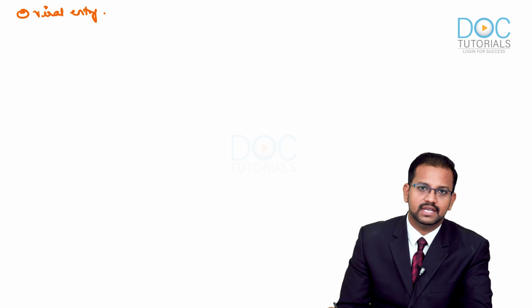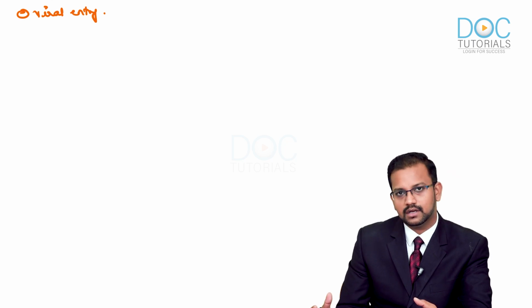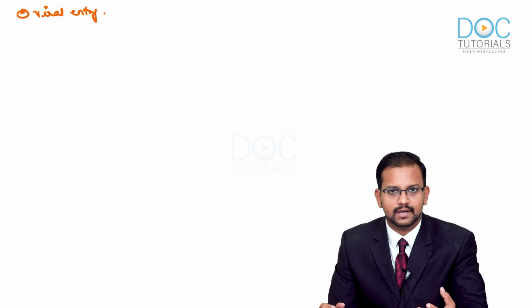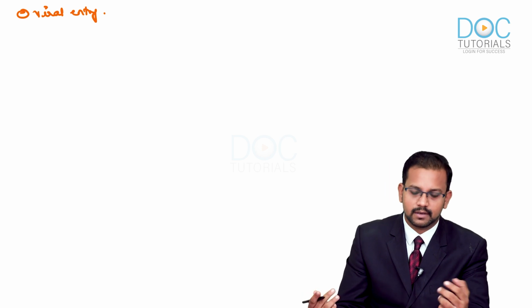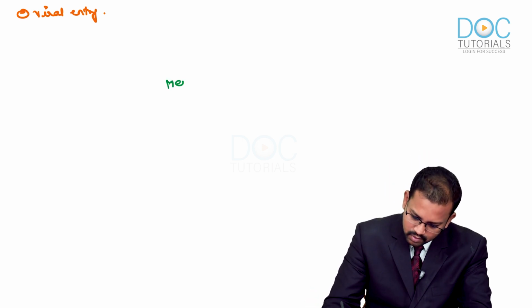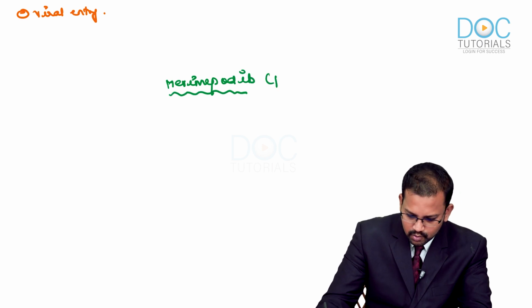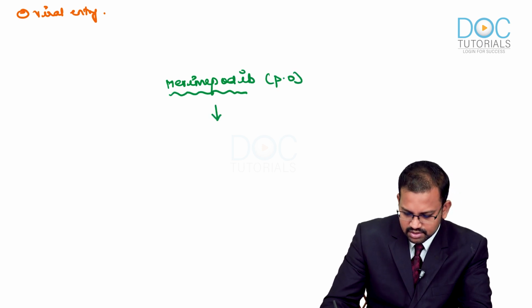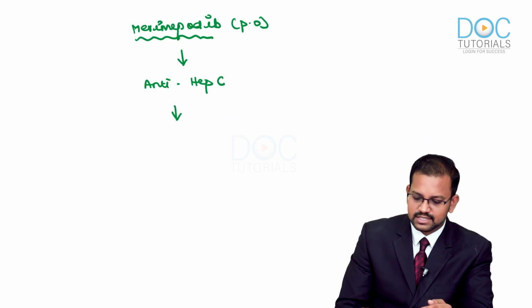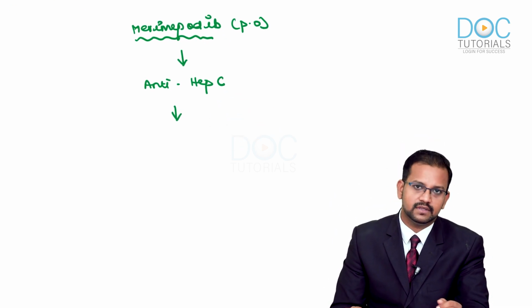Now, moving towards the next drug, this drug tends not to be given as a monotherapy agent. It can be tried as an add-on therapy, and that drug is Merimpodib. Merimpodib is given via peroral route. This drug actually is an anti-hepatitis C drug. This drug also has a similar mechanism to what we have seen with Ribavirin.